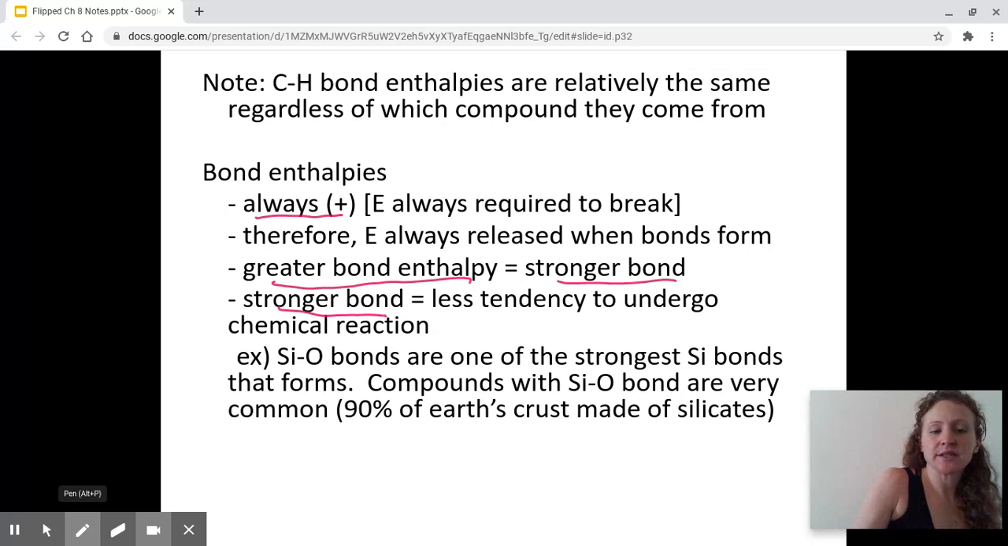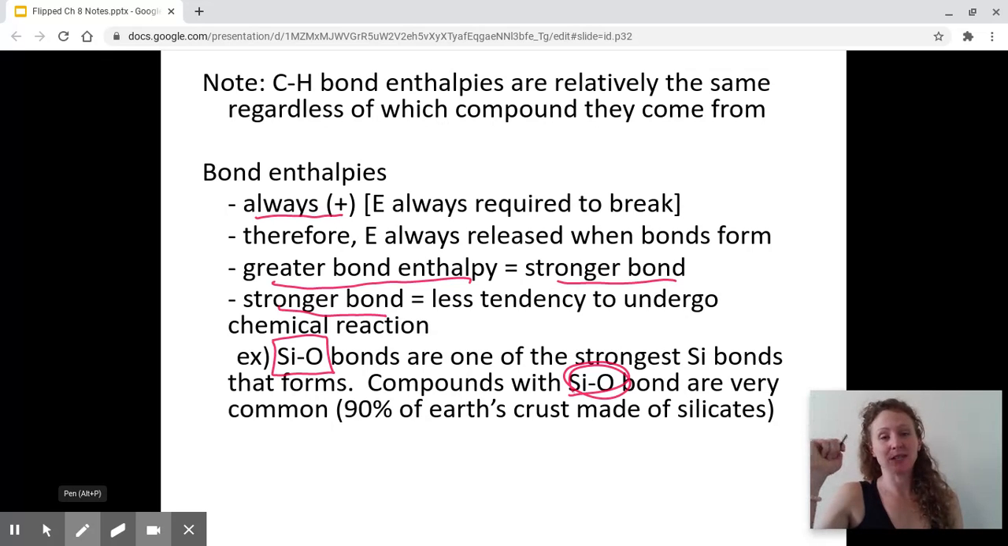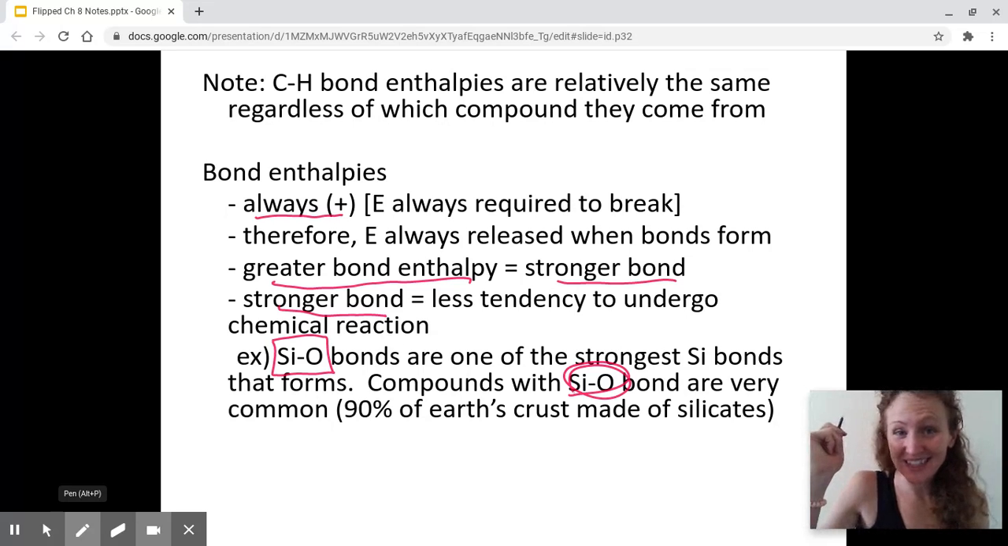For example, the silicon-oxygen bond is one of the strongest silicon bonds that forms. And therefore, silicon-oxygen bonds are in one of the most common compounds on Earth. In fact, 90% of Earth's crust is silicates. 90%! Did you know that?